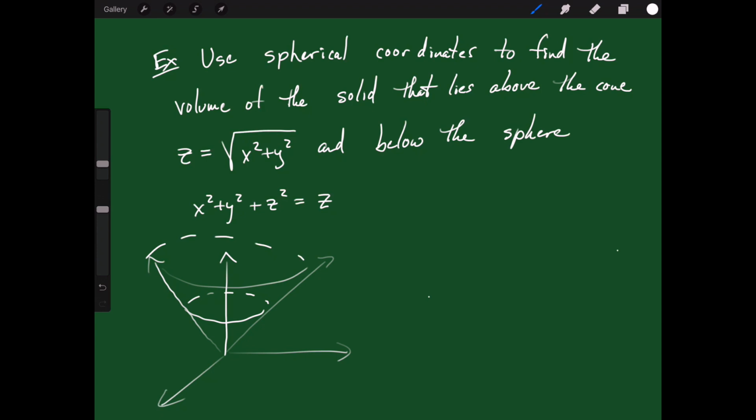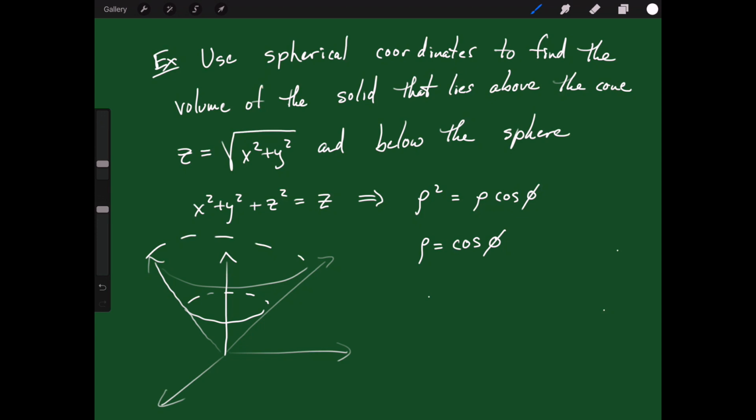Okay, so we've got this cone, and then we have a sphere. Now, what does this sphere look like? Well, if I rewrote this in spherical, I would get that rho squared is equal to z, but z is what? It's rho times cosine of phi. I could divide both sides by rho, and I would get that rho is equal to cosine of phi.